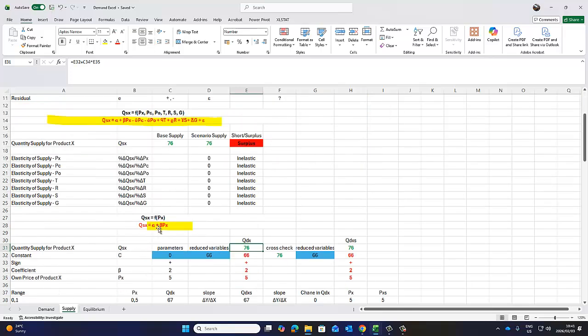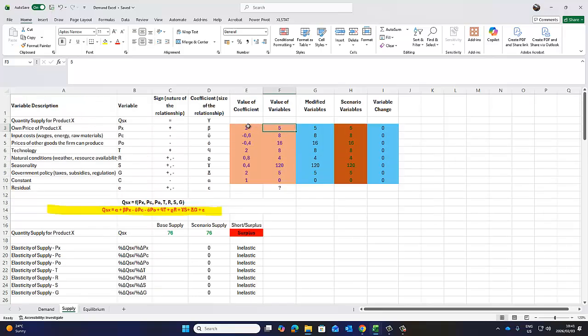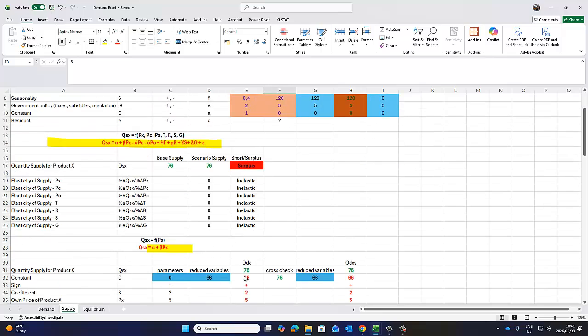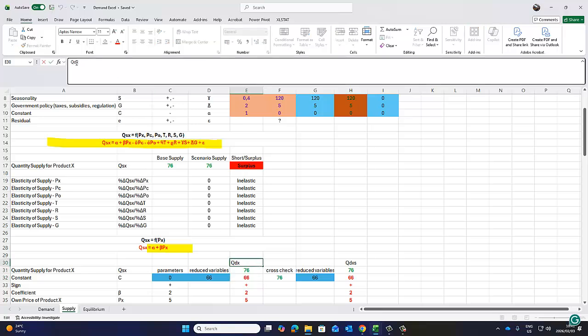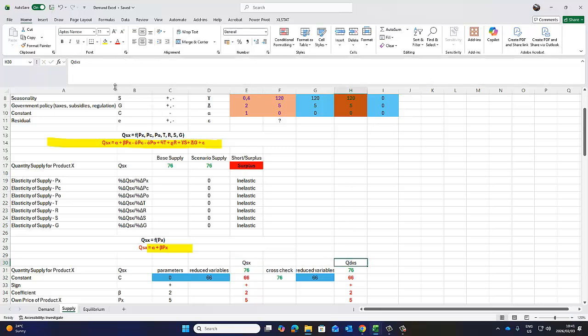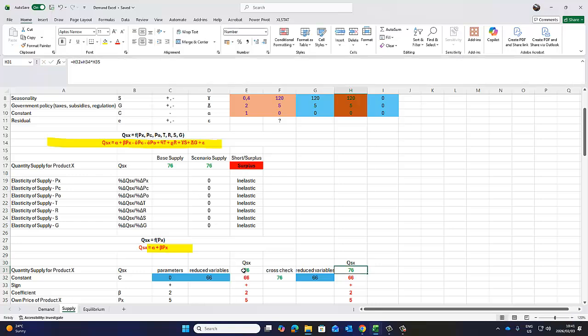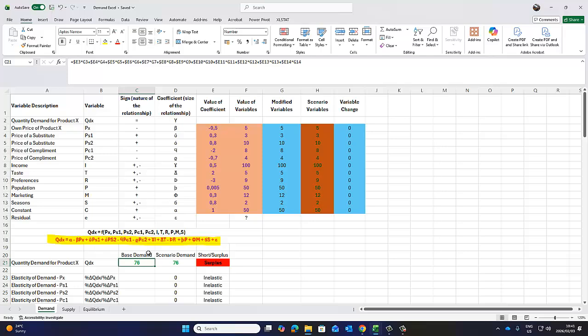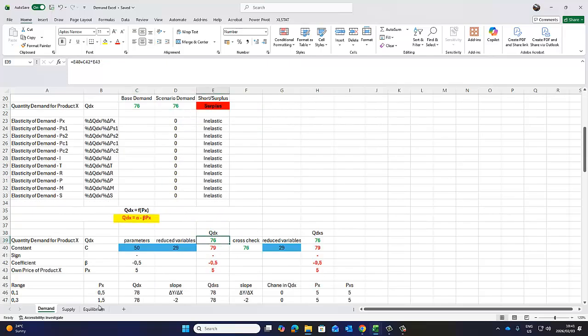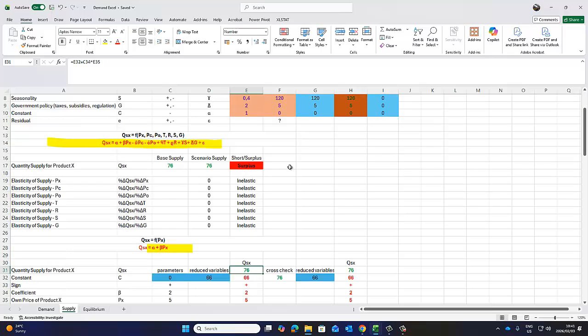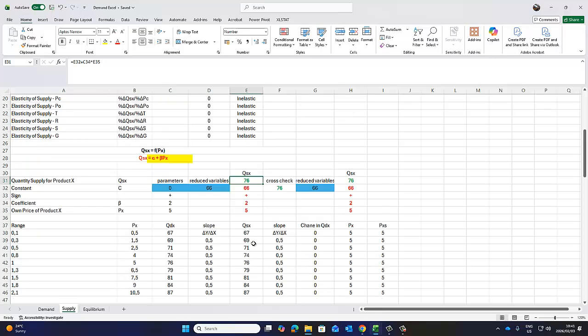So that's 66 plus 2 with, what's my beta? My beta is 2, my coefficient is 2. What is the price of x? The price of x is 5. 2 times 5 is 10. 10 plus alpha 66 gives me my quantity supply. Quantity supply of x is 76, which is same as equilibrium. That's why I assumed all these variables in their base format will add up to 76.